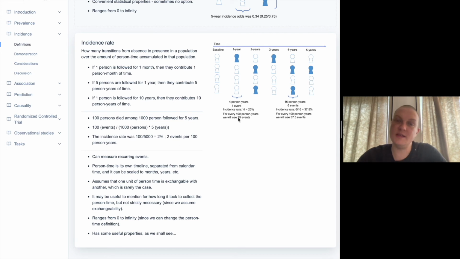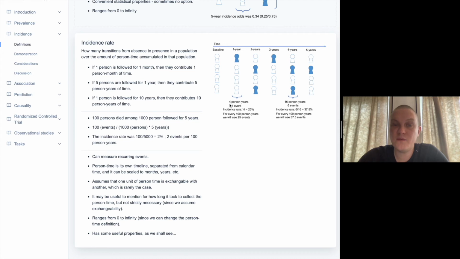So if we look at this, for instance, we start at time 0 at baseline. Our 4 individuals, none of them have had the event yet. So none of them have the factor. After 1 year, there's one person that has transitioned.